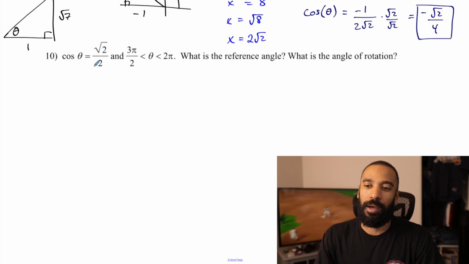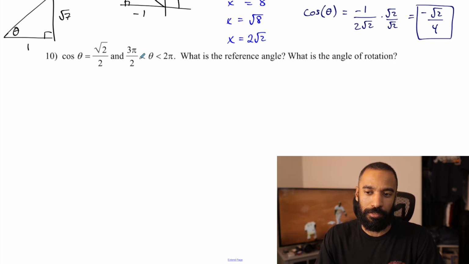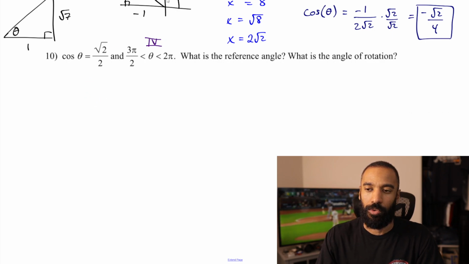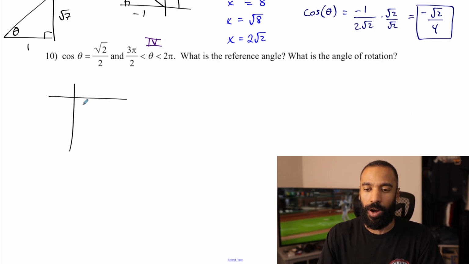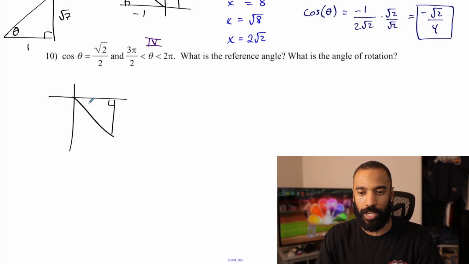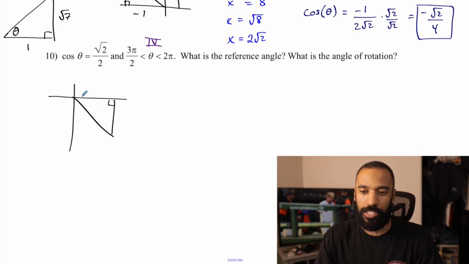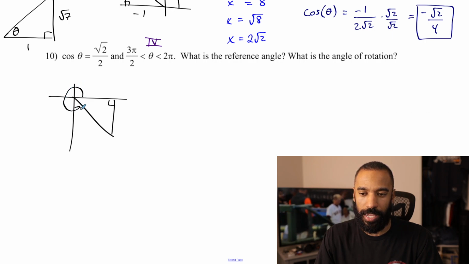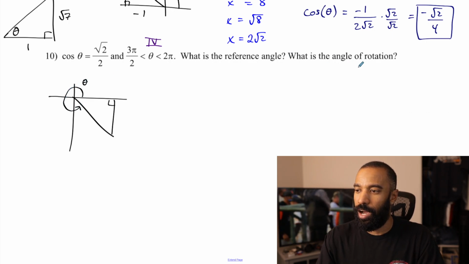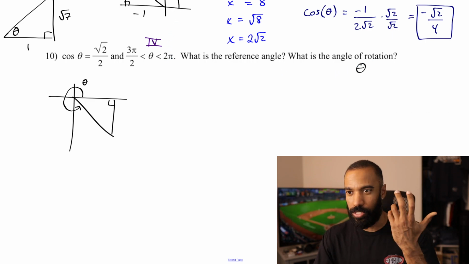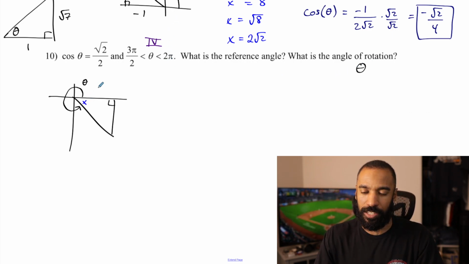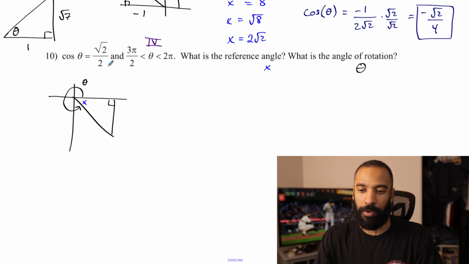triangles here. So we have a positive, well, it doesn't matter whether it's positive or negative. They tell us what quadrant this is in. This is from 270 to 360, quadrant 4. Now, our root 2 over 2 is indeed positive for cosine in the 4th quadrant. This is our angle of rotation, if I call that theta. Reference angle, I'm going to give it an X right here. The reference angle is that guy right there.